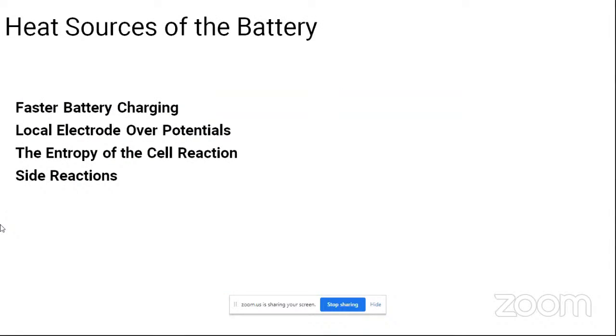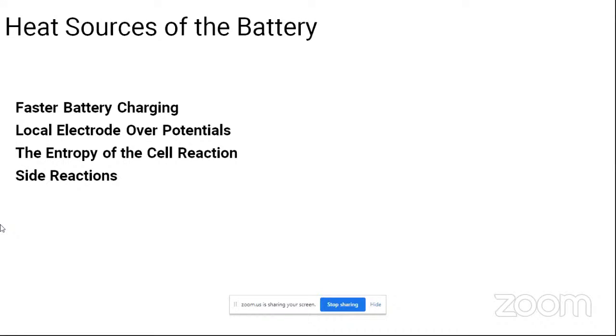So what causes the heat source in a battery pack? First, fast battery charging. If we do fast charging of the battery, like at the supercharger station or the fast charging station, at that time an enormous amount of heat is generated, and its management is very important. Second, local electrode overpotential.